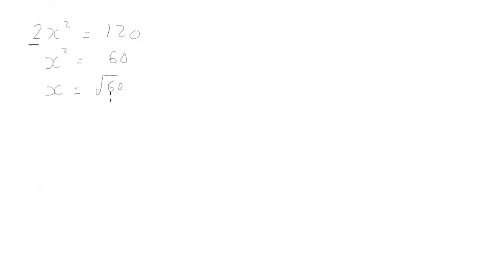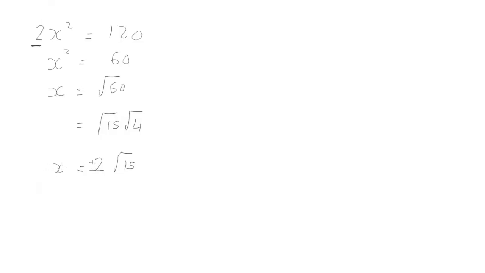Now we can express this root 60 in surd form. So we know that root 60 is root 15 times root 4. And you know that root 4 roots to 2, so we end up with 2 root 15, plus or minus. When you're solving an equation, you always put that plus or minus in the front there, because when you square root a number, you don't know whether it's come from a positive or a negative number, since both numbers squared will always give you a positive number.